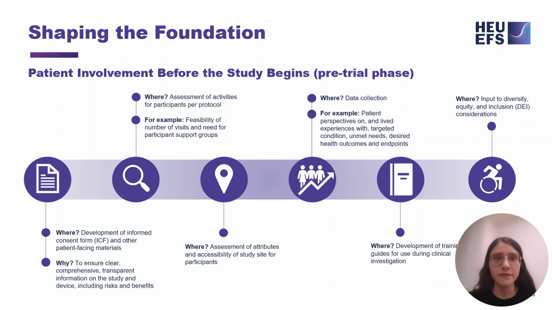Another option is involving patients in evaluating the study site accessibility, including parking, transportation, and physical access to address real-life needs. In terms of data collection, patients can contribute to data collection planning by identifying unmet needs and health outcomes that matter the most to them. Finally, patients develop training guides and can provide input on diversity, equity, and inclusion to ensure study accessibility for all populations.